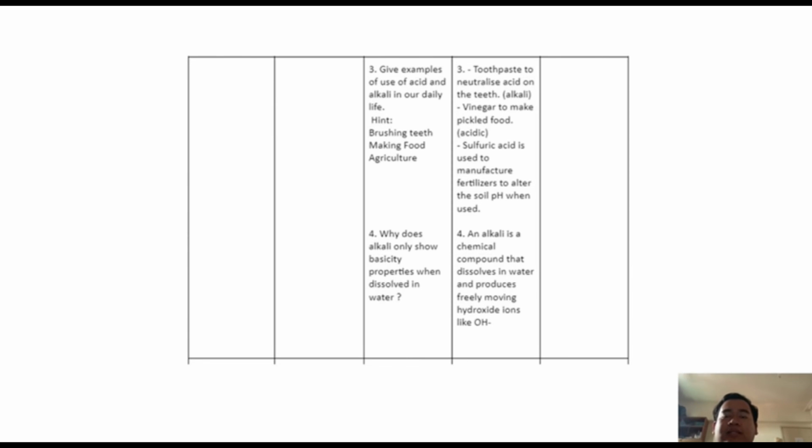And the last question is, why does alkali only show basicity properties when dissolved in water? So the expected answer is, an alkali is a chemical compound that dissolves in water and produces freely moving hydroxide ions like OH-. So basically that's for the elaboration part.